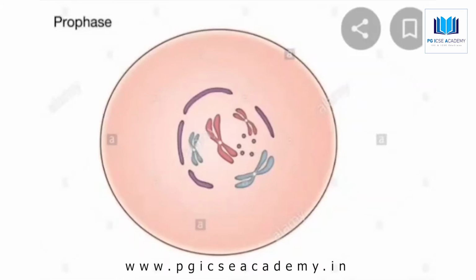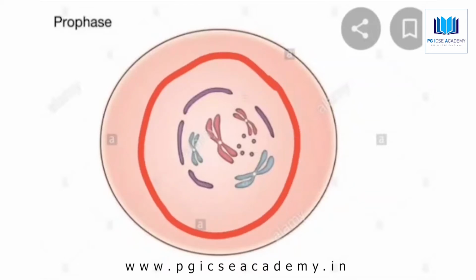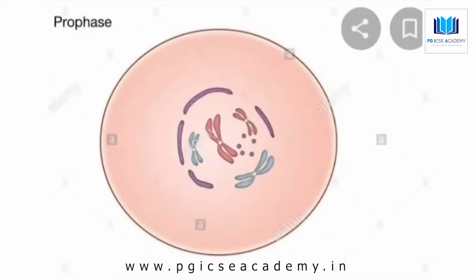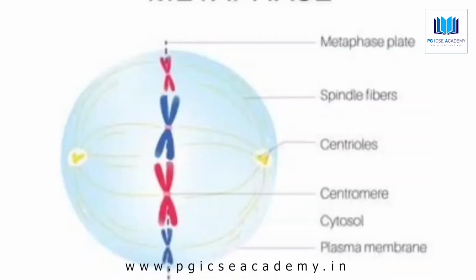The nuclear membrane and the nucleolus disappear. That is, if this was a nuclear membrane, then this would have been disappearing from the middle. So the nucleolus and the nuclear membrane are not distinct and start disappearing. The second phase is metaphase.